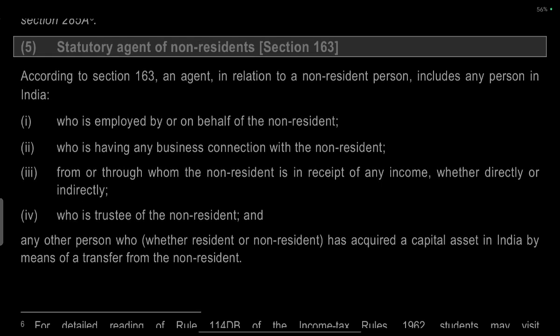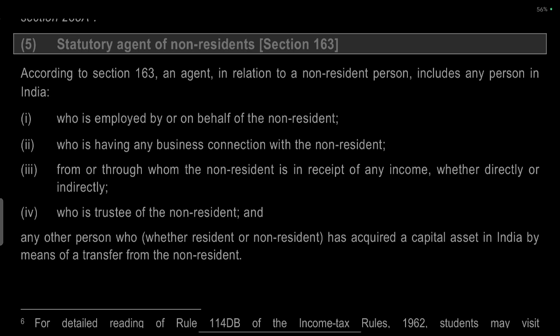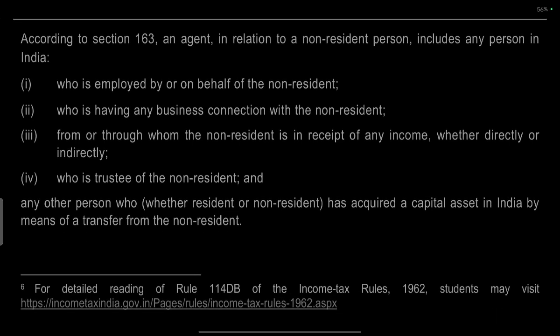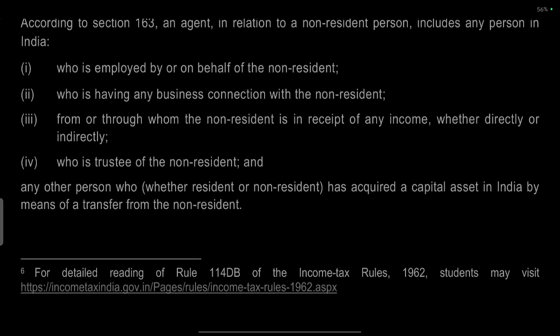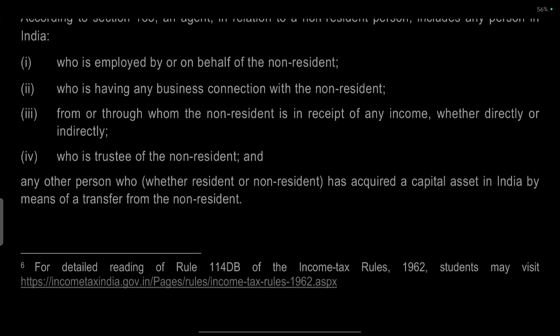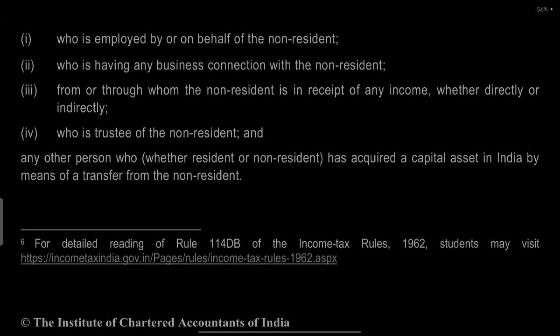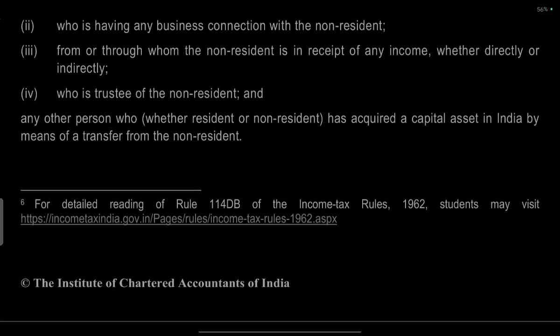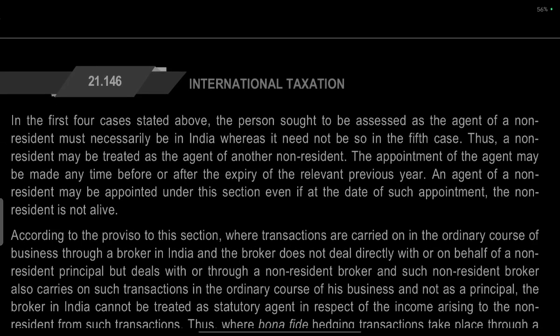Statutory agent of a non-resident, Section 163. According to Section 163, an agent in relation to a non-resident person includes a person in India who is employed by or on behalf of a non-resident, who has any business connection with the non-resident, from or through whom the non-resident is a recipient of any income, whether directly or indirectly, or who is a trustee of the non-resident. Any other person who, whether resident or non-resident, has acquired a capital asset in India by means of transfer from the non-resident.